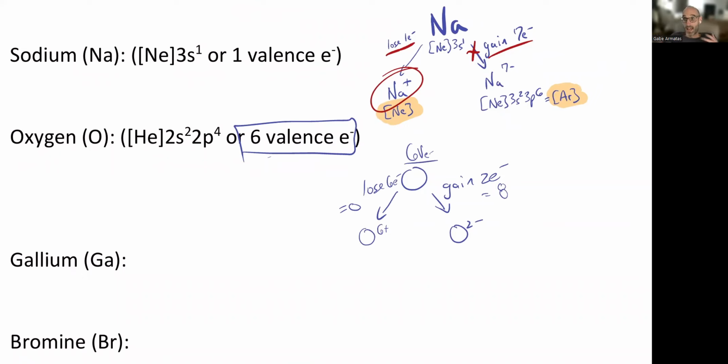Either way, that's a noble gas, and that's the stability we're going after. So either we're losing them all, or we're adding until we get to 8. So we have a choice. Is it easier to lose 6, or to gain 2? And the answer is, it's easier to gain 2. Oxygen tends to form O2 minus.